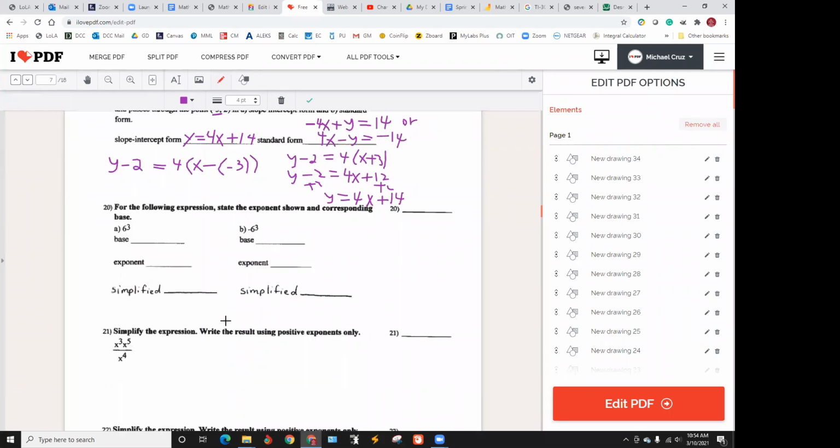All right, now this is an important concept here. What's the base on number 6? And I want to hear from you on 6a. What's the base? Remember, the base. 6. Okay, good. And then the exponent is 3, right? It's the little number. Now, over here, the exponent is still 3. Well, what's the base now? It's going to be 6.